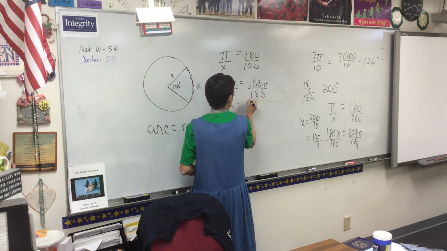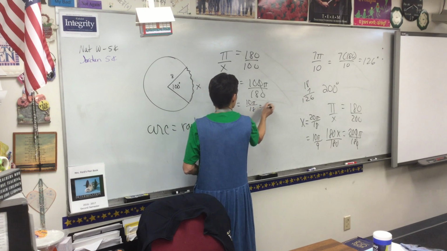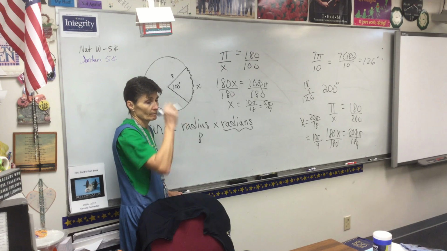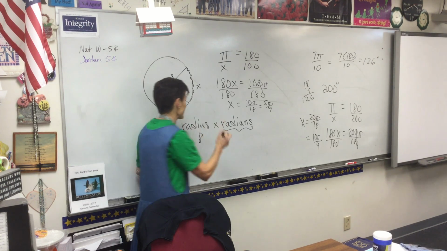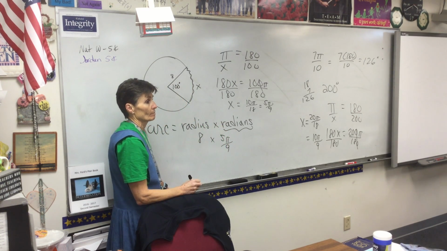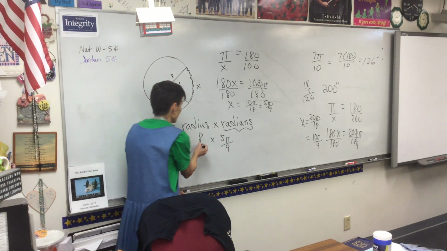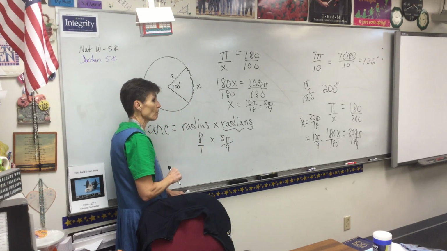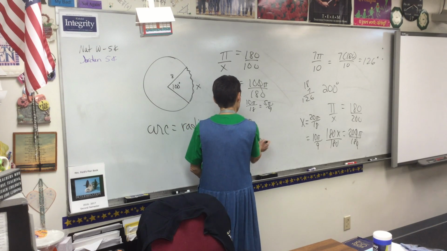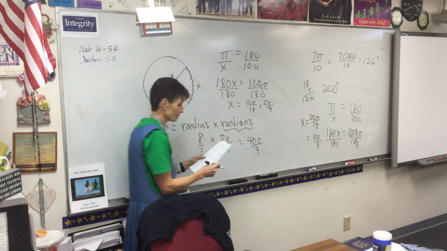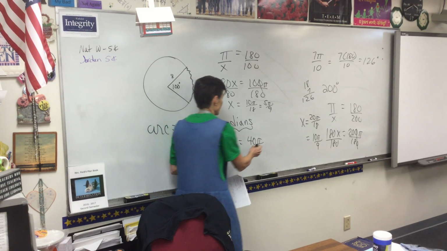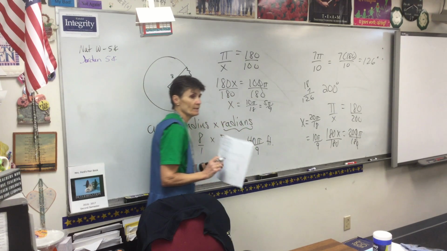So I've got 10 pi over 18, which is 5 pi over 9. And that's what goes here. And when I multiply them, straight across, regular fractions. So my final answer would be 40 pi over 9. And since the radius was in feet, this answer will be in feet.